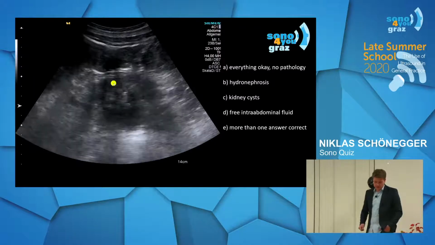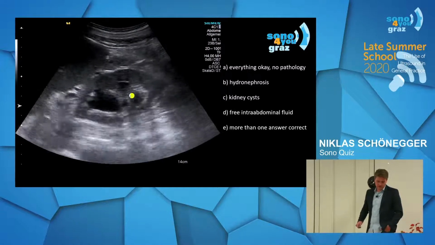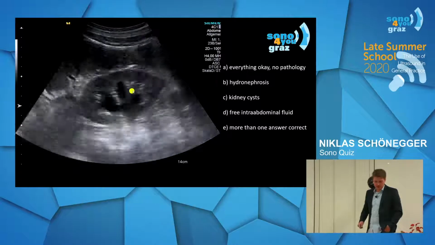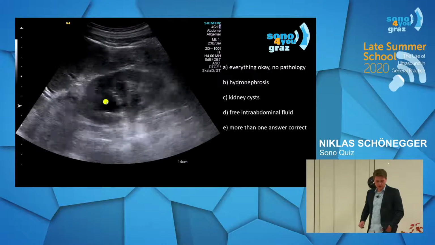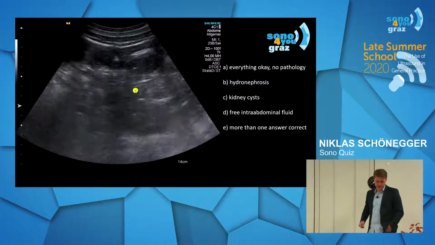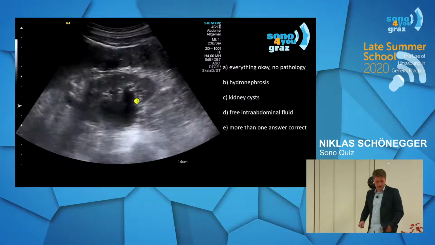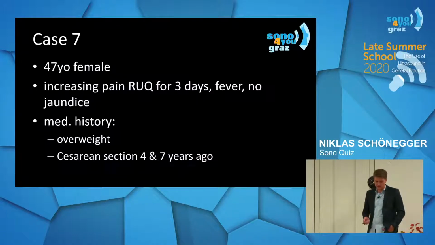So you see here the left kidney, and here at the pelvis of the kidney there is this sharp echo-free structure that has a connection to the ureter. So this is hydronephrosis. These echo-free structures all are connected together, so we have no hint that there might be kidney cysts. So this is classical hydronephrosis. We also have no hint on this clip for intra-abdominal fluid. So the correct answer is B in this case.